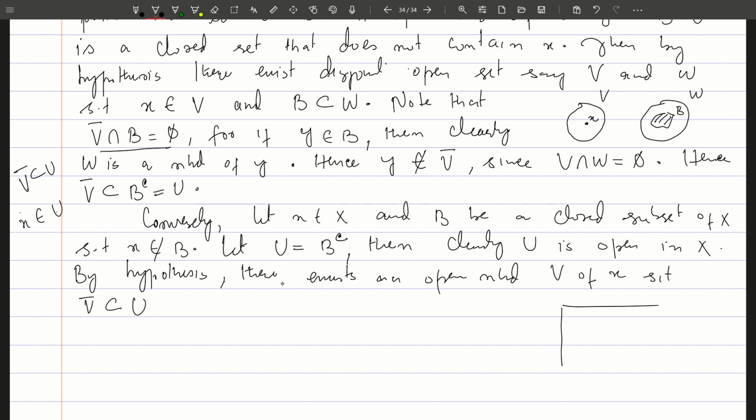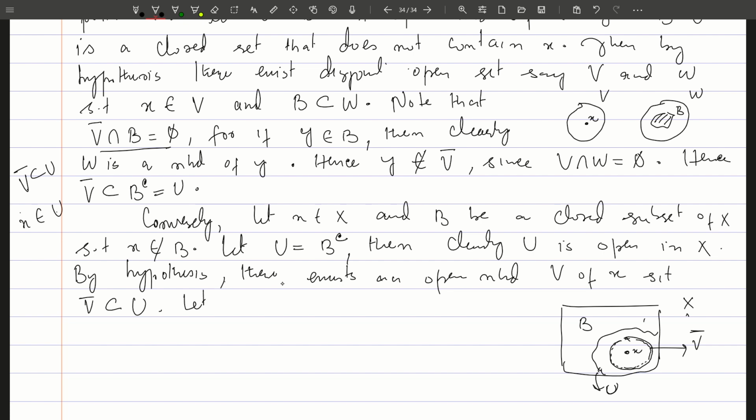So let us call this the space X. So this is X, and let us suppose this is the open set U here. That means this is the U complement, which is B. Now we have a point x inside U. So we proved there is some open set V in X such that the closure of V is inside U. Now the closure of V will also contain its boundary. So this is the V closure, and V closure is inside U.